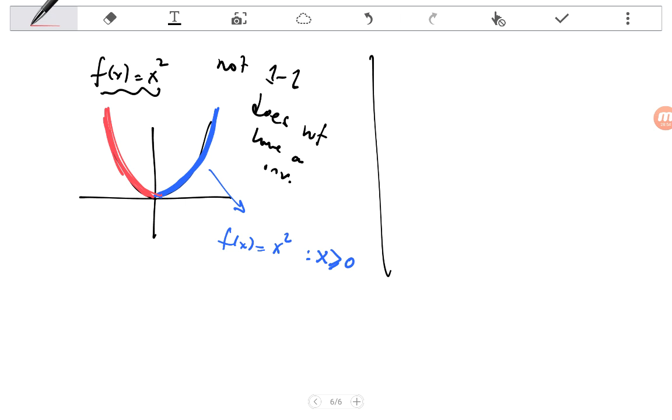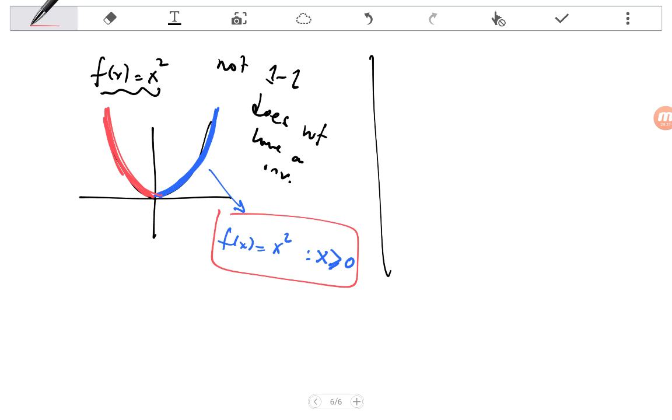Is it suitable? Yes, this one is suitable. But it is a convention. They have chosen it to be the right side, the positive side. Maybe on some other planet they may have chosen that side, but on planet Earth, we have chosen it to be the positive side. Okay? So this is called the restricted x squared.